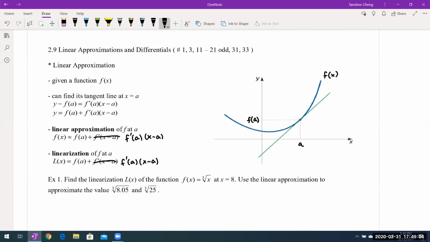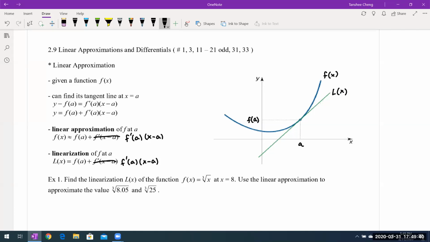So the next thing that I talk about is linear approximations of the function at a, that means around a. This function value can be approximated with the value of the tangent line. And the equation of the tangent line that we got, we can give it a name: linearization of f at a. So we would denote it as L of x.